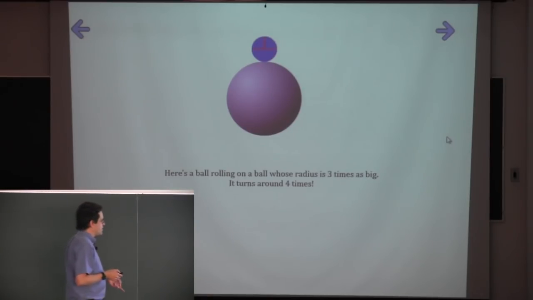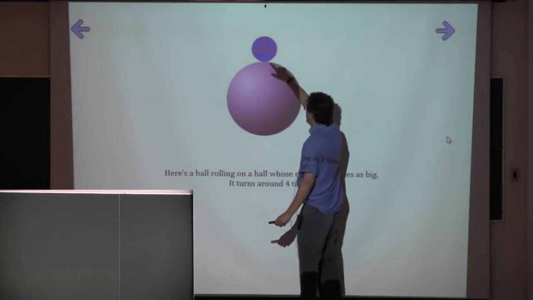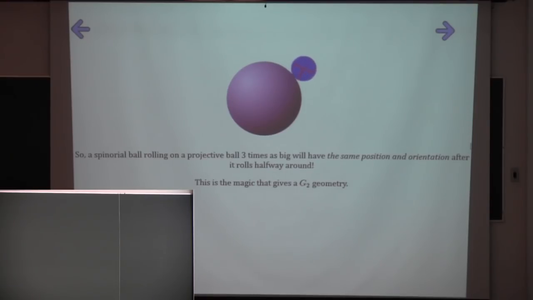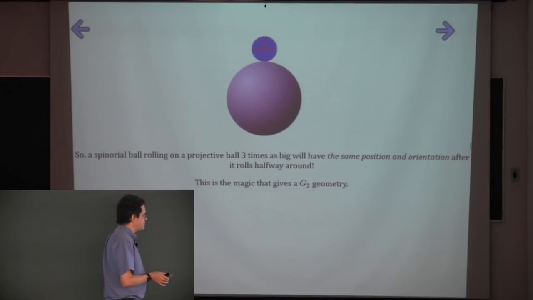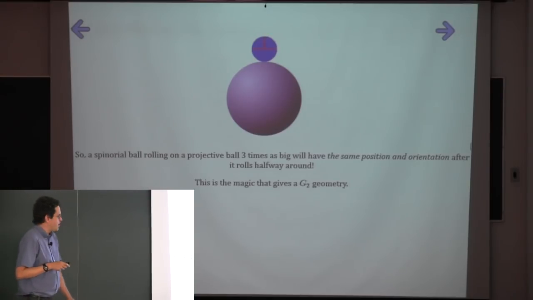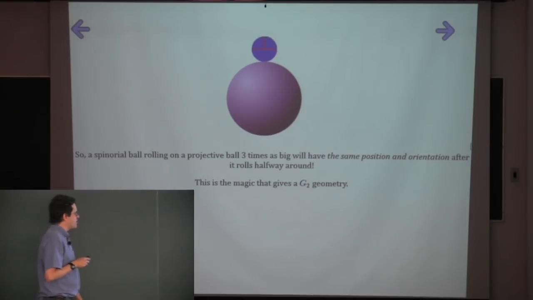So in particular, if you have that this radius is 3 times equal to that, then as the little one goes around, now watch it, 1, 2, 3, 4, right? So it turns around 4 times. So the reason why it's good to have the little ball be 1/3 as big as the big ball is not because there's something wonderful about the number 3. It's because there's something wonderful about the number 4.